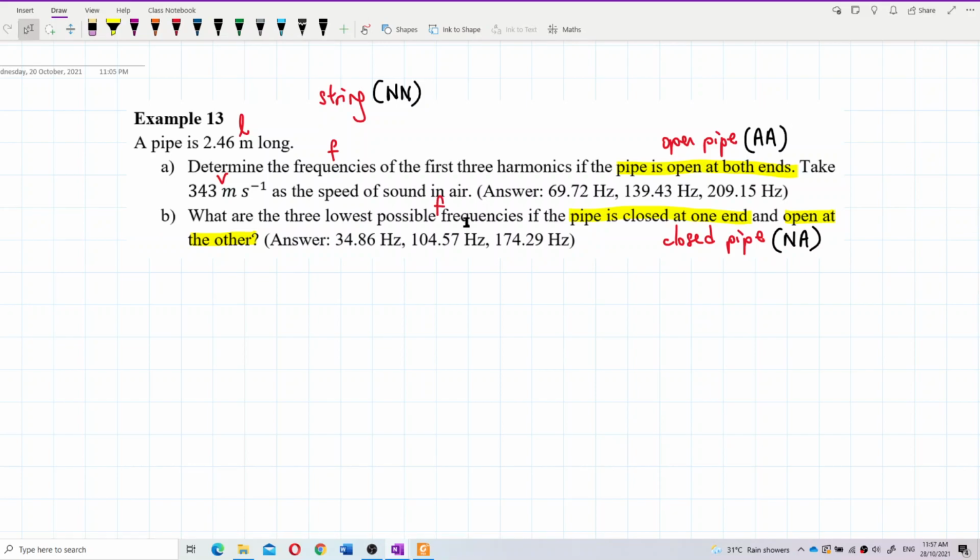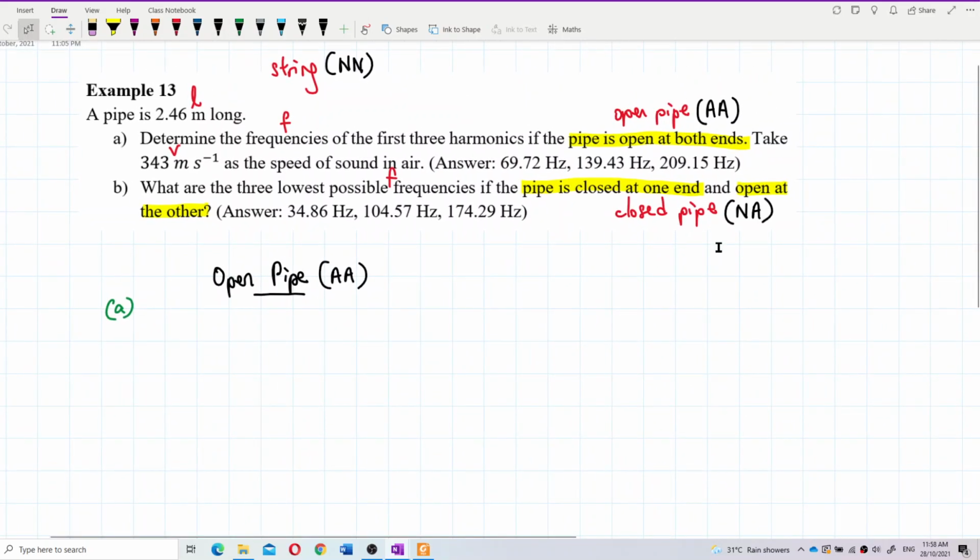So the first thing we do is draw the diagram for the open pipe and the closed pipe. Once we know the first picture, then we can know the rest. So first we begin with the open pipe. Open pipe means it has two antinodes. Let's begin with the open pipe.